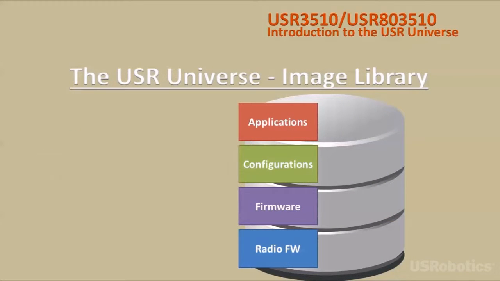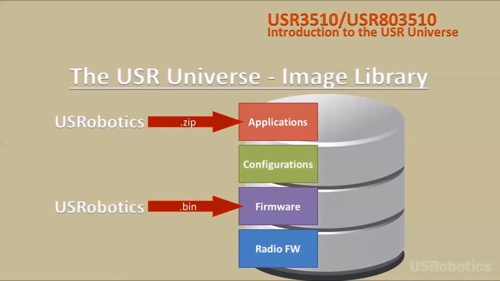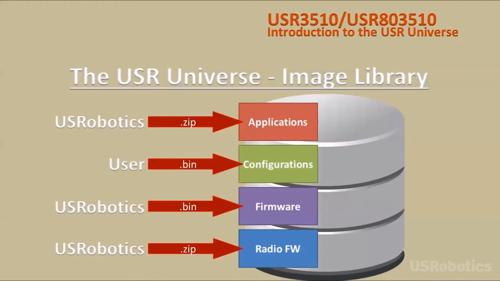The files are housed in a library within the USR Universe. US Robotics manages the files in the application library, and in the firmware library, and in the radio firmware library. The user manages the configuration library, which is initially empty.